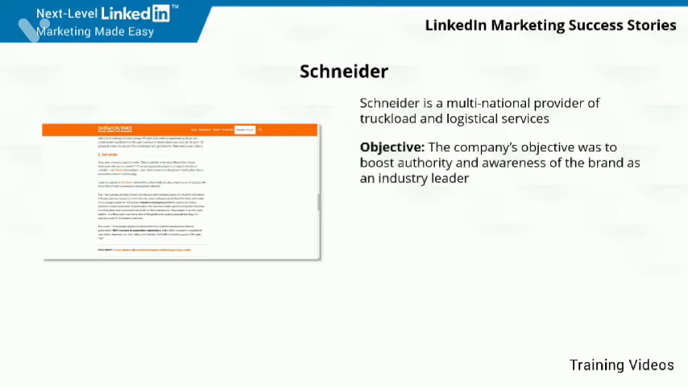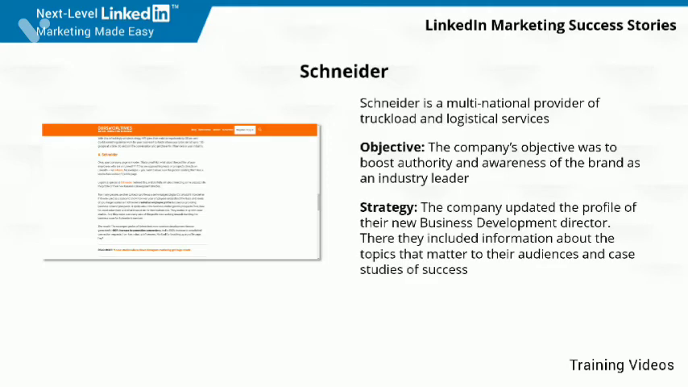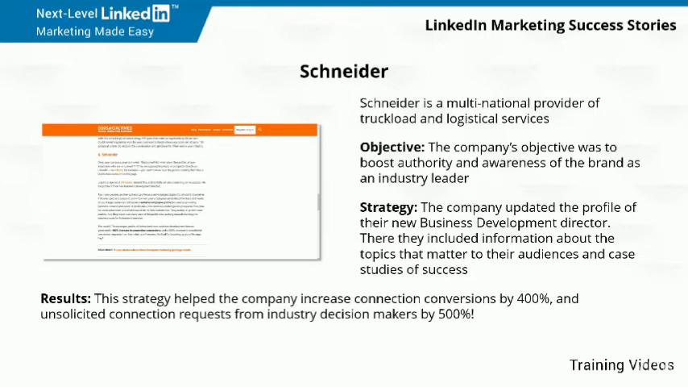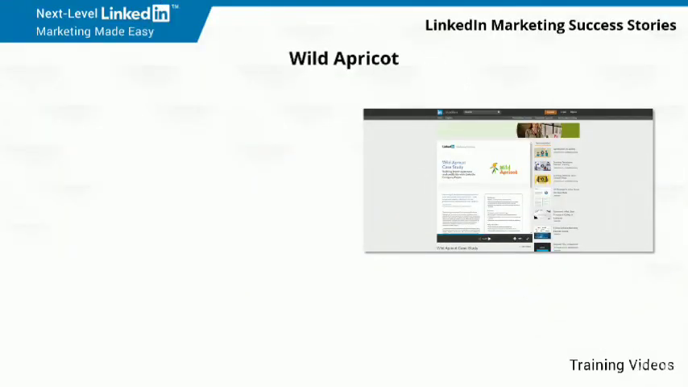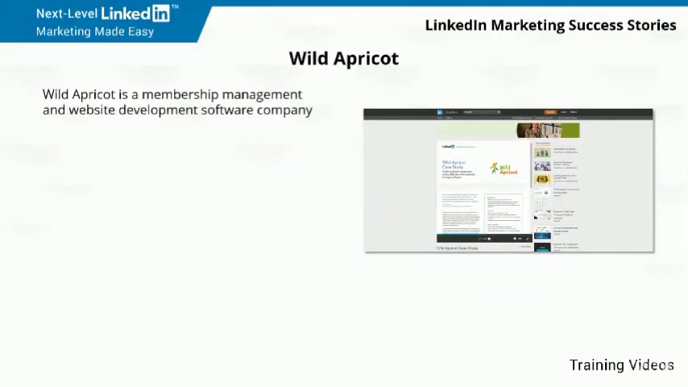Schneider. Schneider is a multinational provider of truckload and logistical services. Objective: the company's objective was to boost authority and awareness of the brand as an industry leader. Strategy: the company updated the profile of their new business development director. There they included information about the topics that matter to their audiences and case studies of success. Results? This strategy helped the company increase connection conversions by 400% and unsolicited connection requests from industry decision makers by 500%.